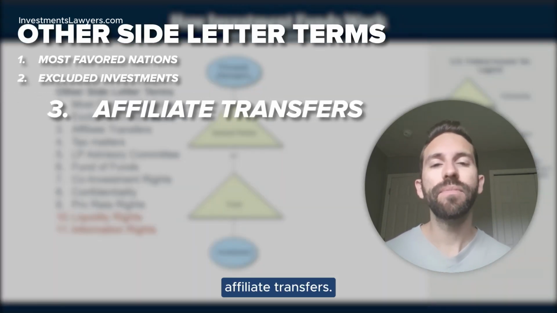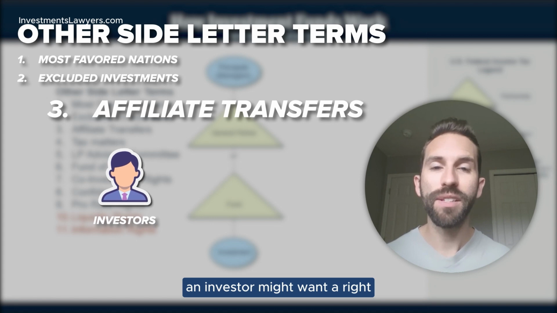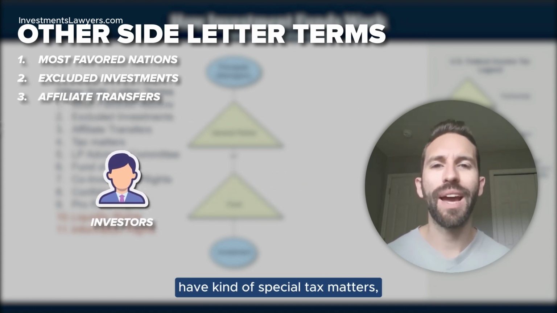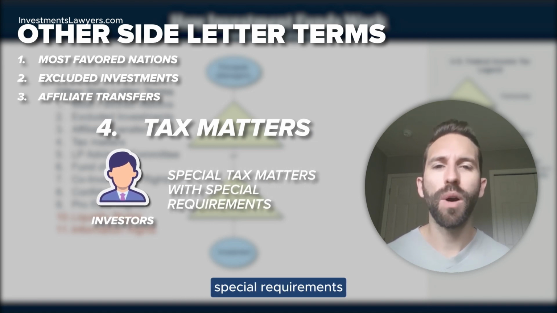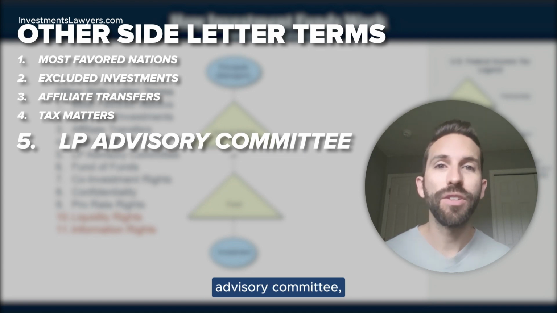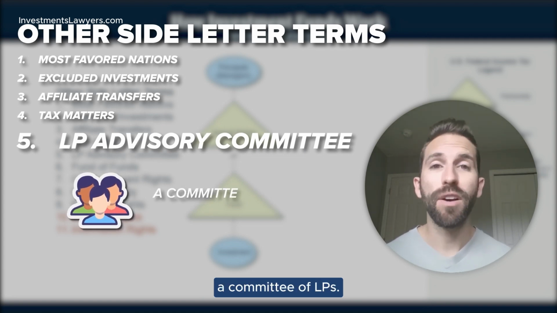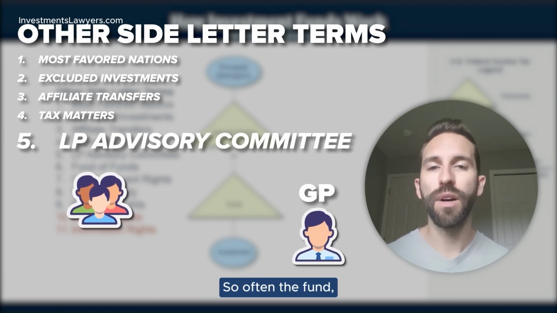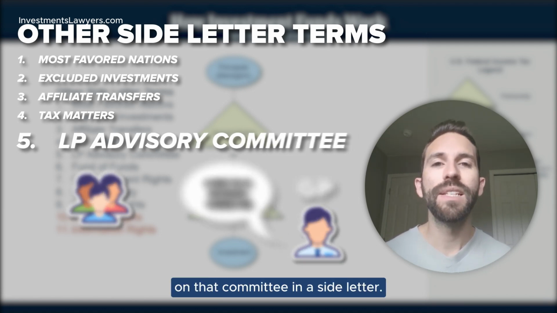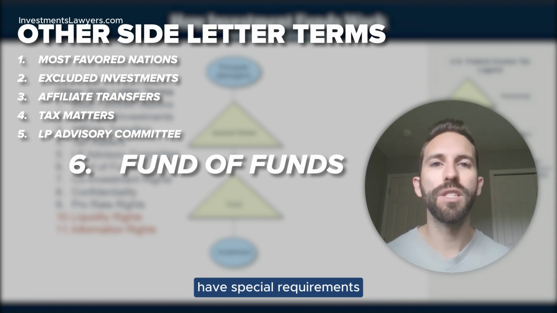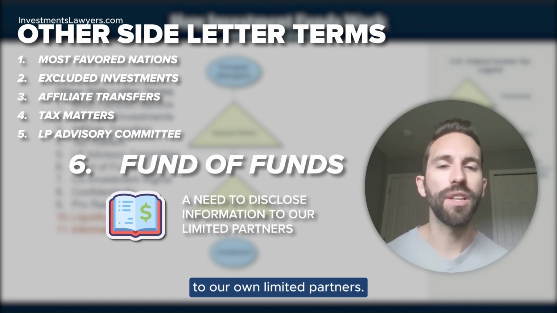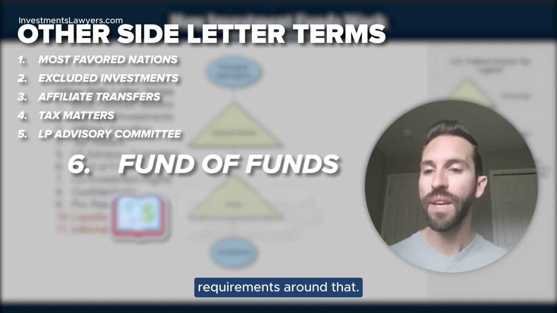Affiliate transfers. An investor might want a right to transfer their interest to an affiliate. Certain investors have special tax matters where they have special requirements that they need the GP to accommodate. Many funds have an LP advisory committee, which is basically a committee of LPs. So often the GP will promise LPs a seat on that committee in a side letter. Sometimes funds of funds have special requirements where they say, hey, we need to disclose all this information to our own limited partners, and there are special disclosure requirements around that.